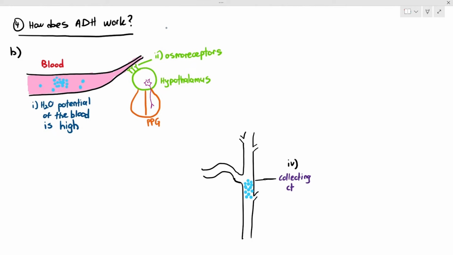We don't want that to happen. So same thing, the water potential of the blood is high. It is a stimulus detected by osmoreceptors in the hypothalamus. It sends a signal to the posterior pituitary gland, which will not release ADH, or less ADH will be released.